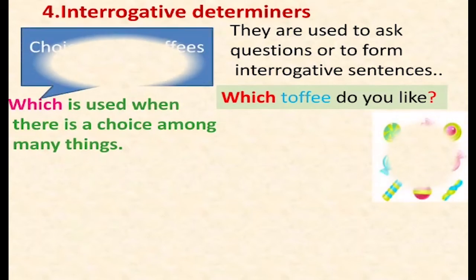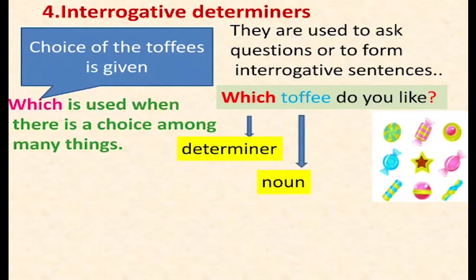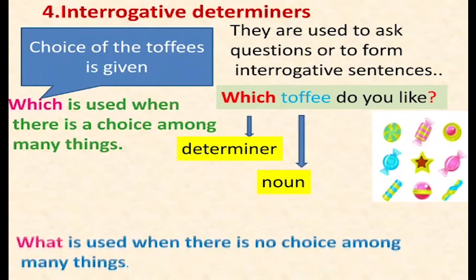So here you have got the choice of some toffees, out of which you have to choose. So the choice of the toffees is given. When the choice is given to choose, then we use which. Here which is the interrogative determiner which introduces the noun toffee.